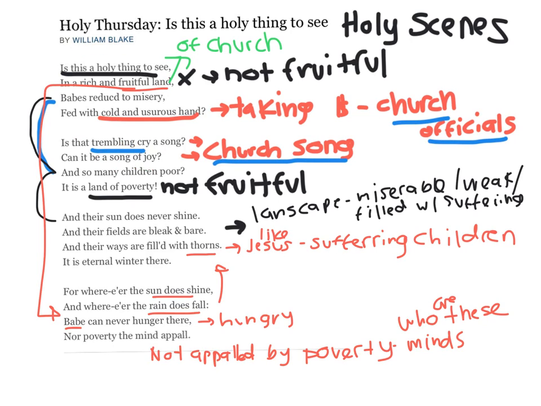And Blake uses this third stanza about this miserable landscape representing the lives of the children where they're suffering, in which they are like Jesus, or in which they are holy, unlike the church members who are undermining them. And he's saying that where the sun does shine, or where the rain does fall, is this fruitful land of the church members, who are taking from the poor, that these poor people could never go there, never go to this rich and fruitful land, and that these minds that are not appalled by the poverty belong to these church officials, as they're undermining the poor people, and that these church members are living in a rich and fruitful land as they have usurious hands taking money from these poor people, and they're not contributing back to them to bring them out of this land of poverty.